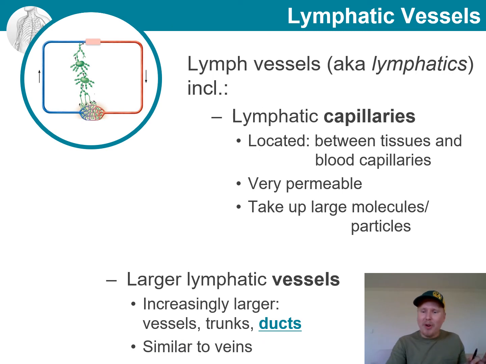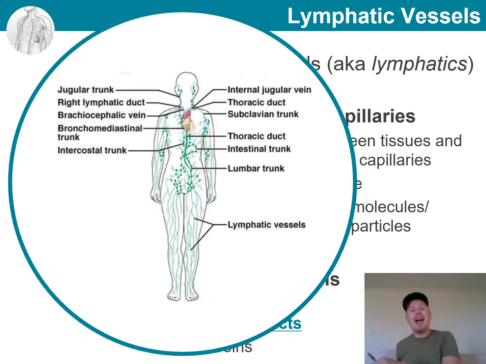Now, let's move on to have a look at the lymphatic ducts. These are even larger in size. And we will have a look at the two most important ones. First, right lymphatic duct. This drains the right arm and right side of the head and thorax, and it empties to the right subclavian vein.